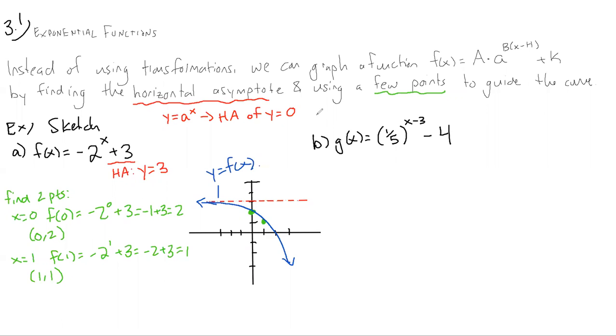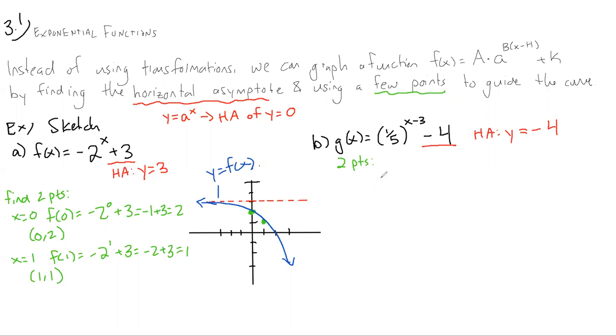Yeah, so we'll just do the exact same thing for the second one. We're going to find the horizontal asymptote. Again, it's just going to be that shift there, and that'll be down by 4, so it'll be at y equals -4. I'm going to get 2 points.